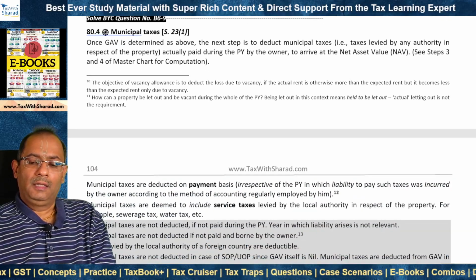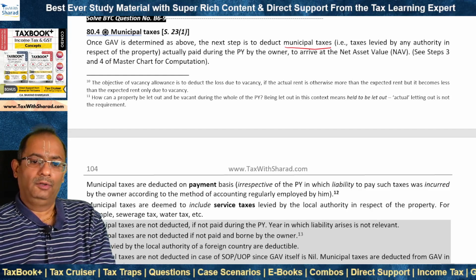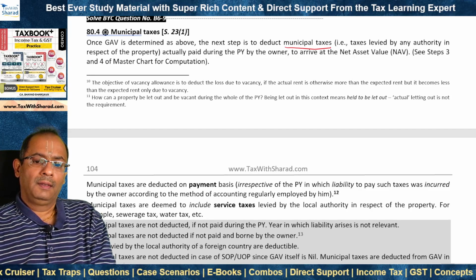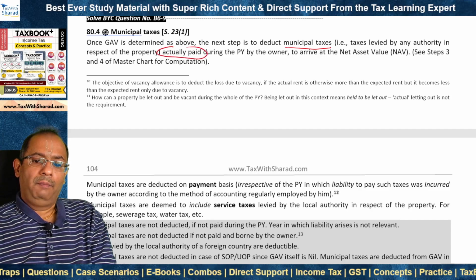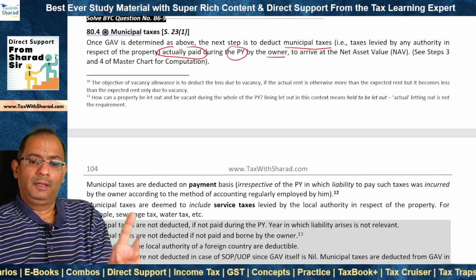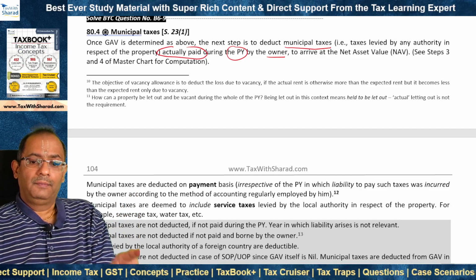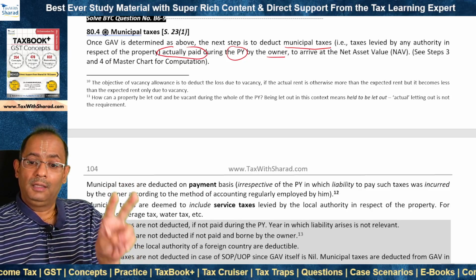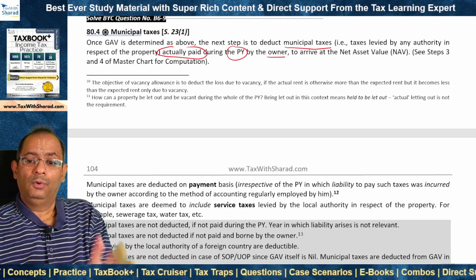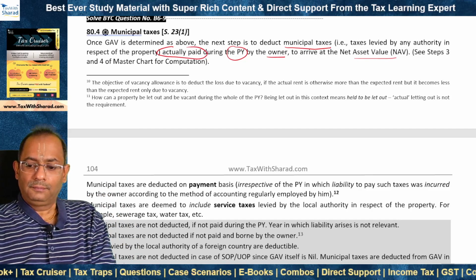The deduction is allowed on account of municipal taxes, that is, taxes levied by any authority in respect of the property, actually paid during the previous year by the owner. So, three conditions. Deduction is allowed only if the taxes are actually paid. When? Actually paid during the previous year. By whom? By the owner. And then we arrive at the NAV.